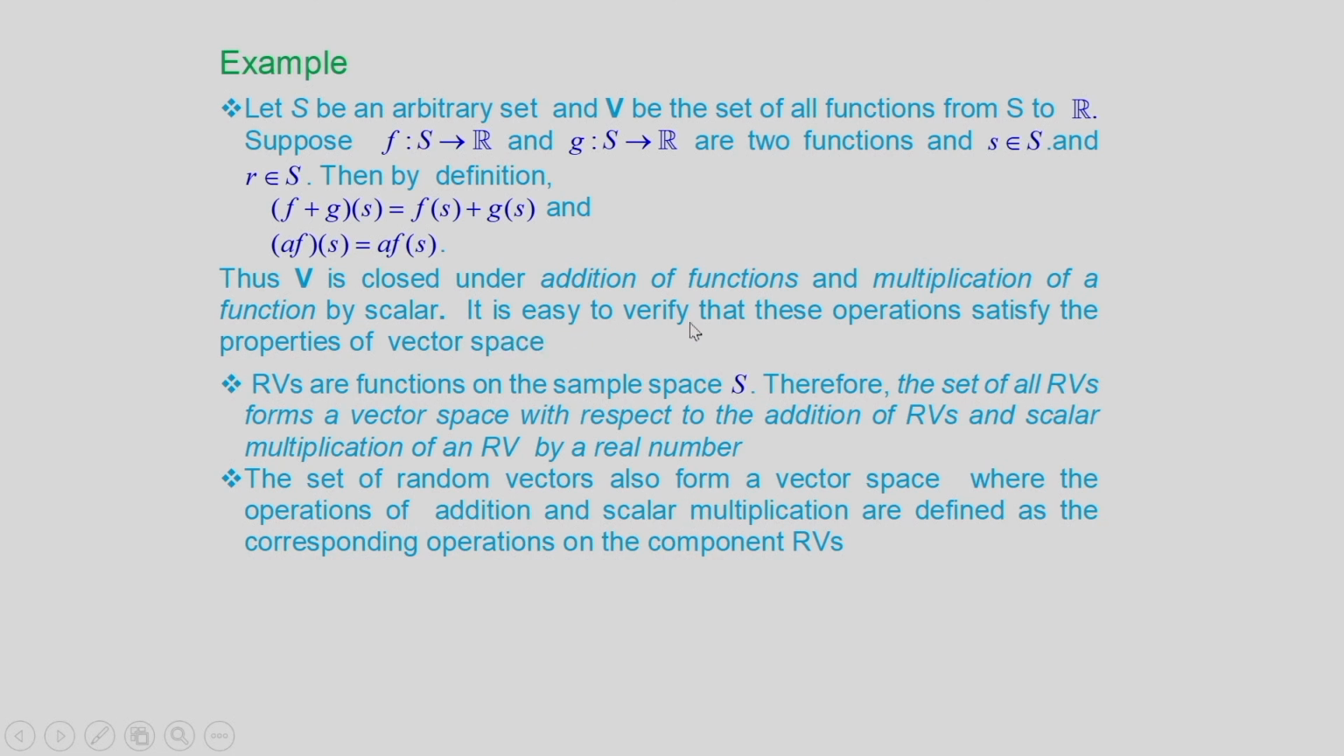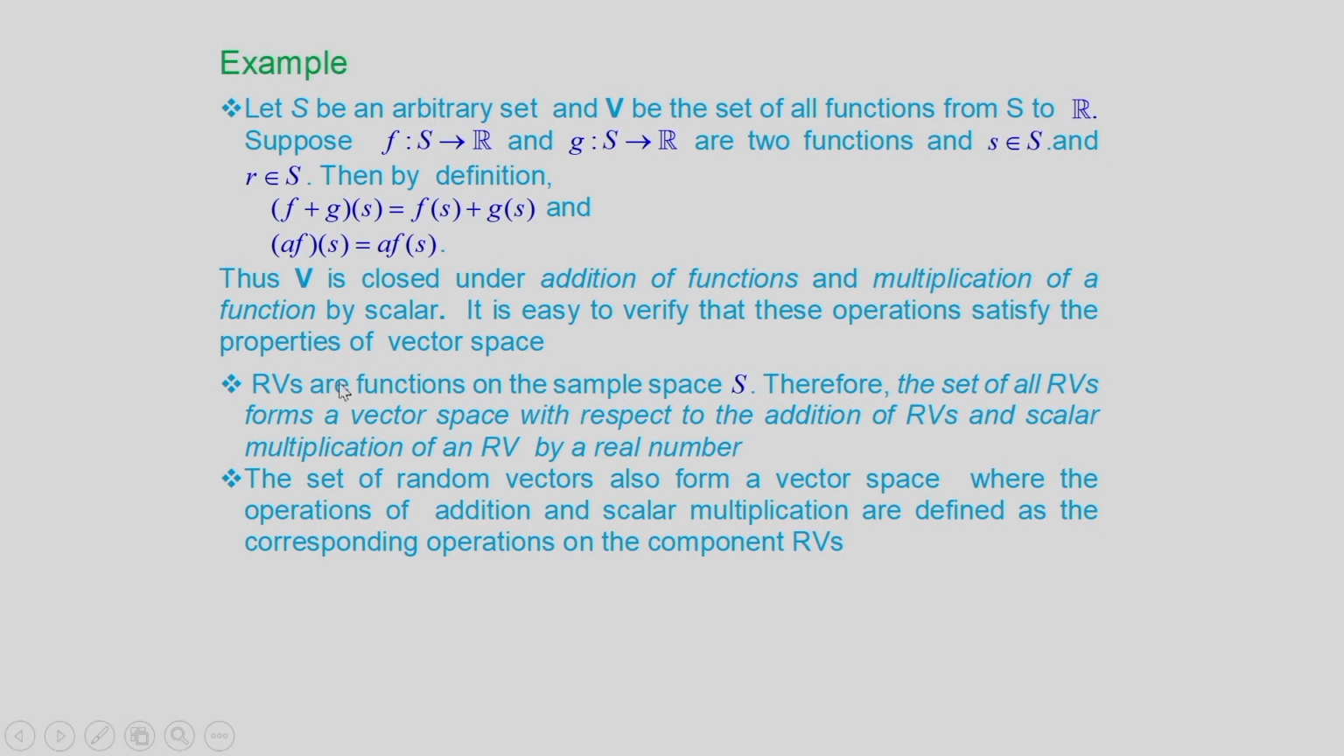It is easy to verify that these operations satisfy the properties of the vector space. So addition of functions is associative. Similarly, we can define a 0 function, and other properties of scalar multiplication also we can establish. Therefore, we say that the set of all functions from any set S to R is a vector space with respect to addition of functions and scalar multiplication of functions.